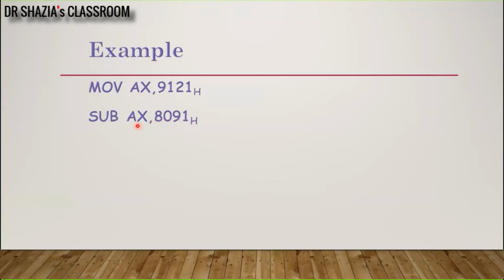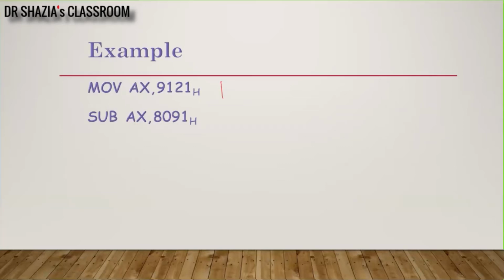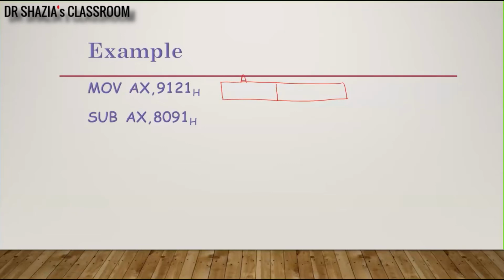We can understand it in two different ways. The AX register, we know, can be divided into two parts, AH and AL. The AH register will contain 91 and the AL register will contain 21. If I write it in binary, 9 will be 1001 and 1 will be 0001, 2 will be 0010 and 1 will be 0001.